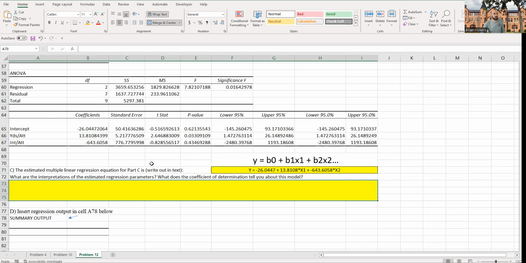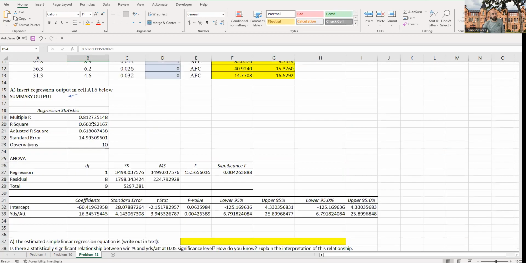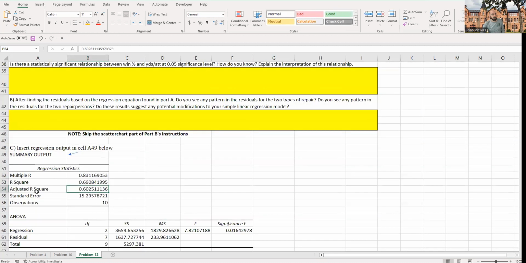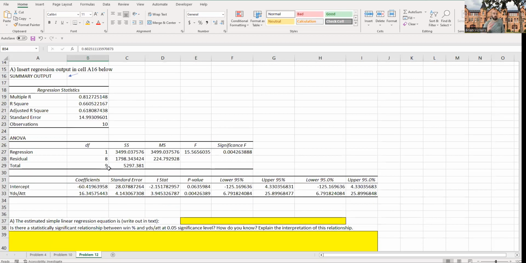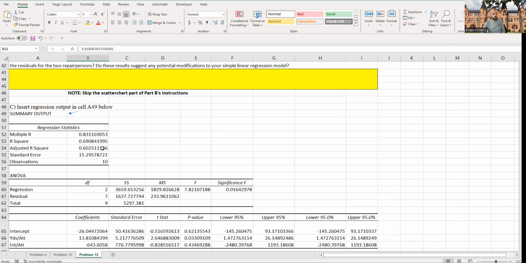What are the interpretations of all the parameters? Okay, so yards per attempt, p-value is significant, below 0.05. Interceptions per attempt, above 0.05, not statistically significant. The r-squared value went up to 0.69, but the adjusted r-squared value went down. Again, when we're looking at simple versus multiple, I introduce more variables. Better to look at the adjusted r-squared, which adjusts based on the number of x variables. So we've got one x variable here, 0.61, 0.60. So the adjusted r-squared went down.